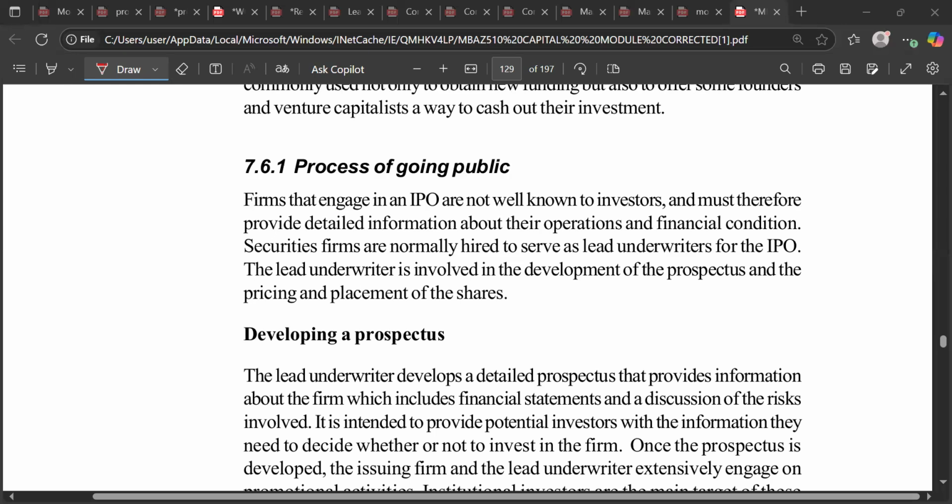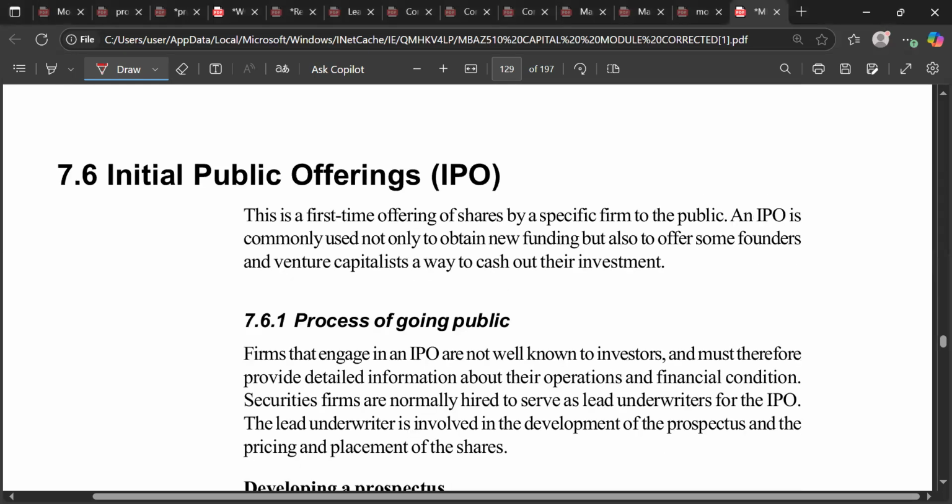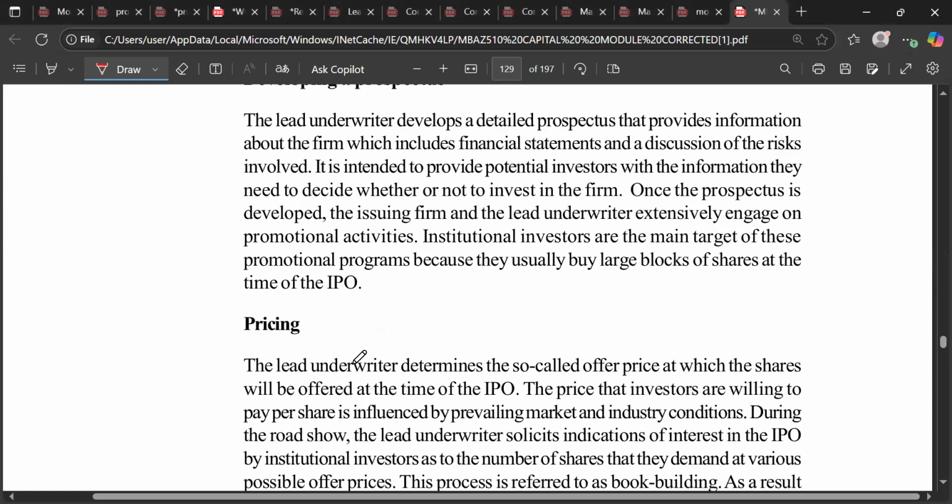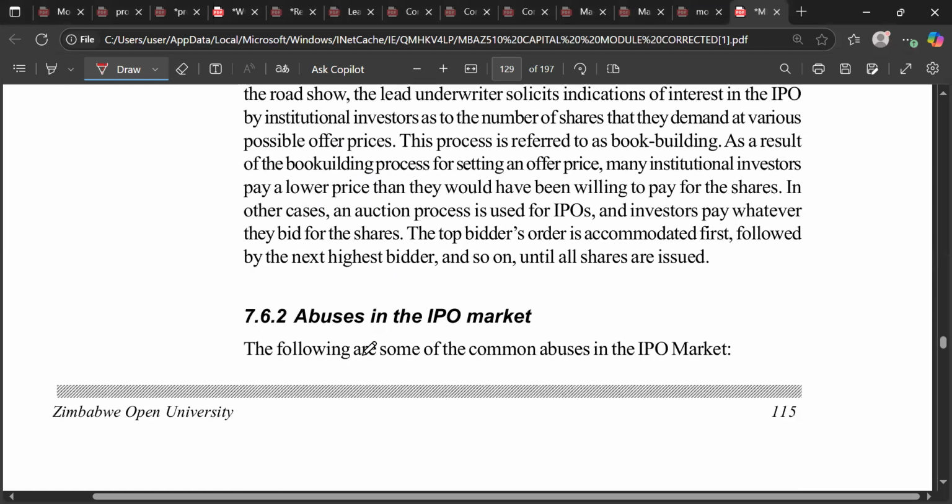So the fourth thing that you do is listing and trading. Shares start trading on the public exchange now. Are we okay so far on the IPO process? Yes, sir. Okay, so that just covers the process in general.